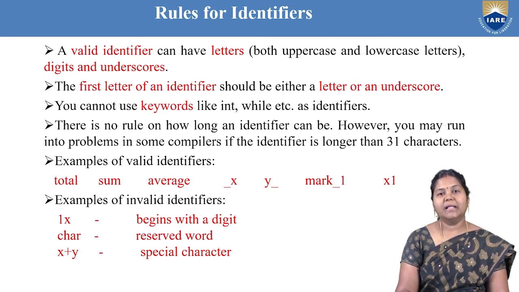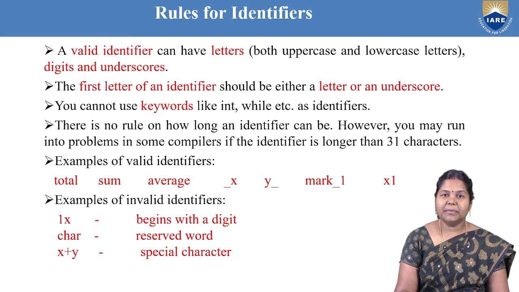Next, coming to the length of the identifier, it is always specified by the compiler. But if you are writing an identifier which is more than 30 or 31 characters, then it will identify up to 31 characters. After that, it will ignore it. But you can write up to any length.